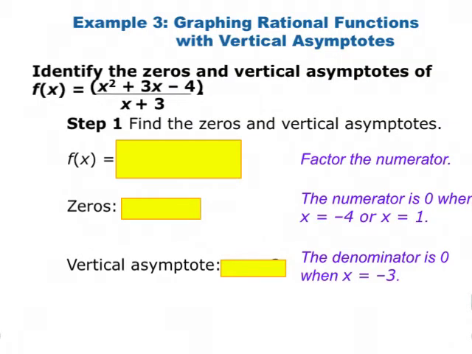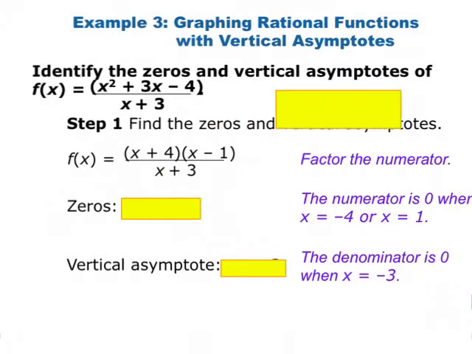In your notes, let's take a look at this one here. Let's work through this one together. I want to take the function, and the first thing I want to do is factor the numerator and the denominator if possible. In this case, I can only factor the numerator. If I factor the numerator, it becomes (x + 4)(x - 1) all over (x + 3).